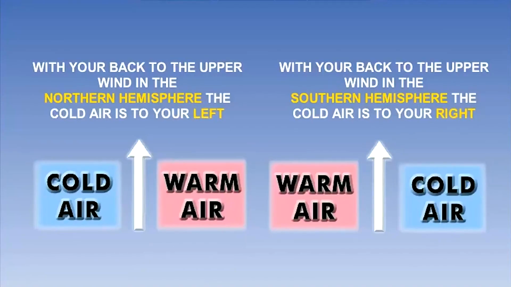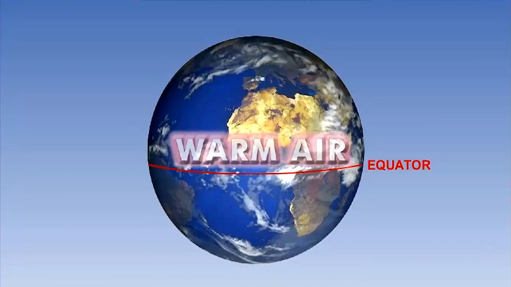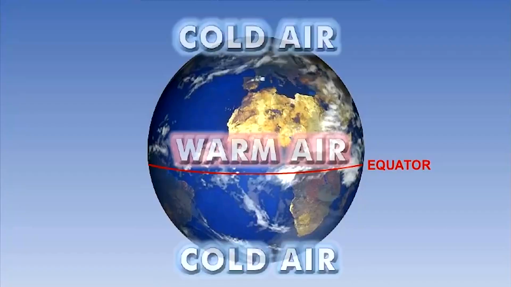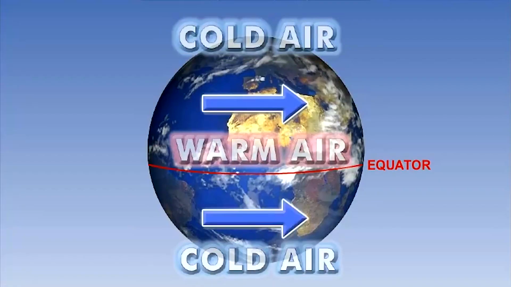And as a result, the air flows parallel to the contours, as shown here. This leads to an adaptation of Buys-Ballot's law, but this time modified for temperature. With your back to the upper wind in the northern hemisphere, the cold air is to your left. This is because the cold air creates a low pressure in the upper atmosphere.